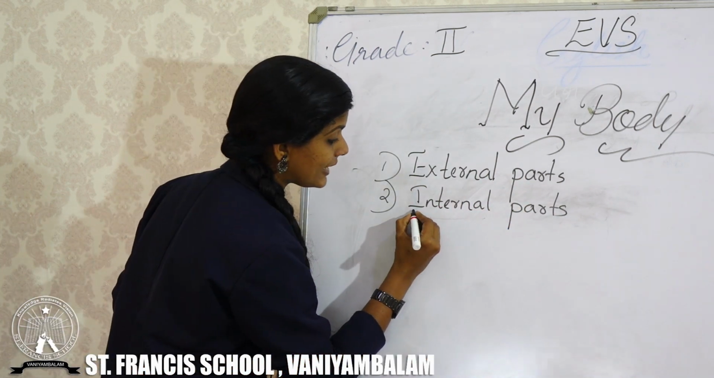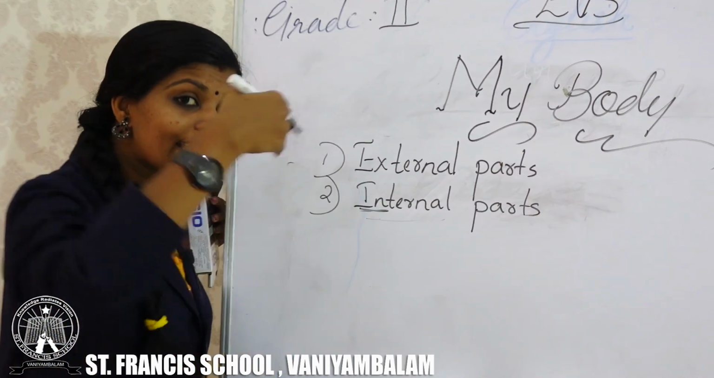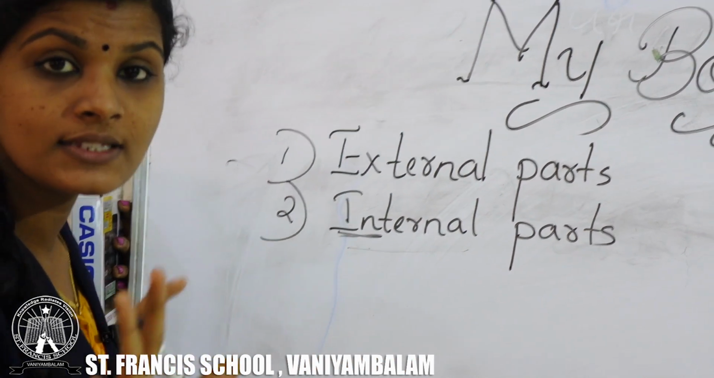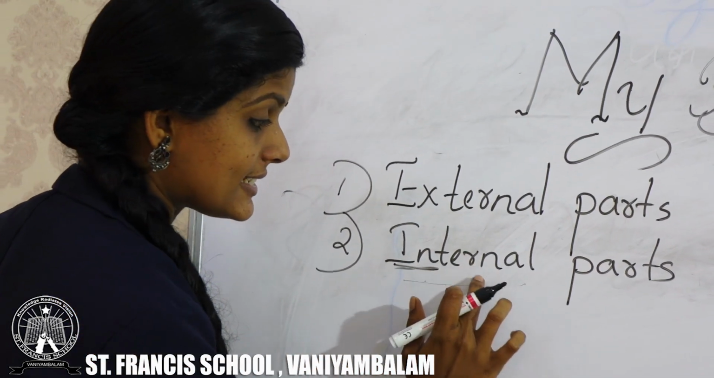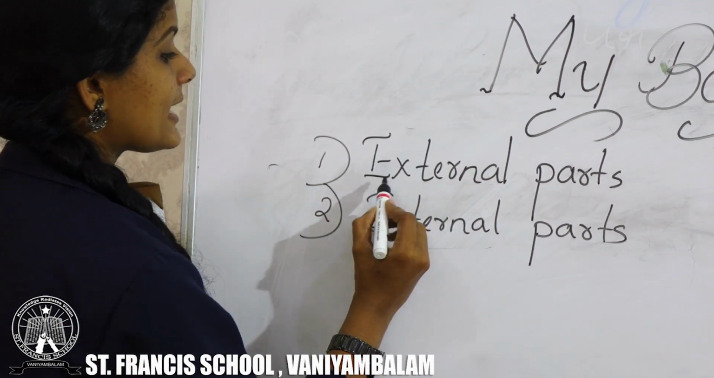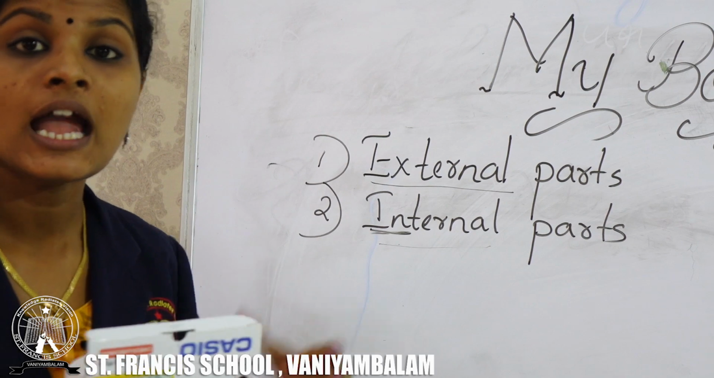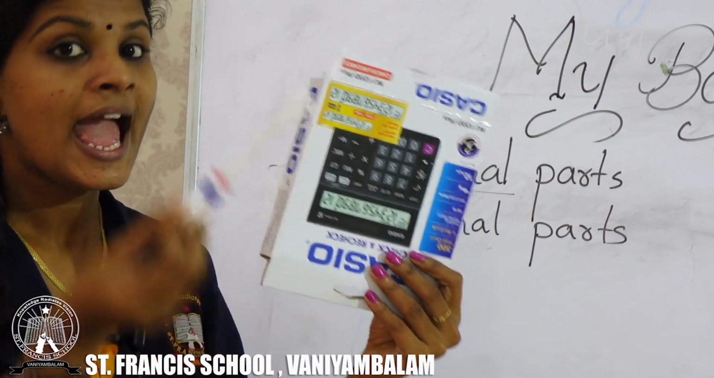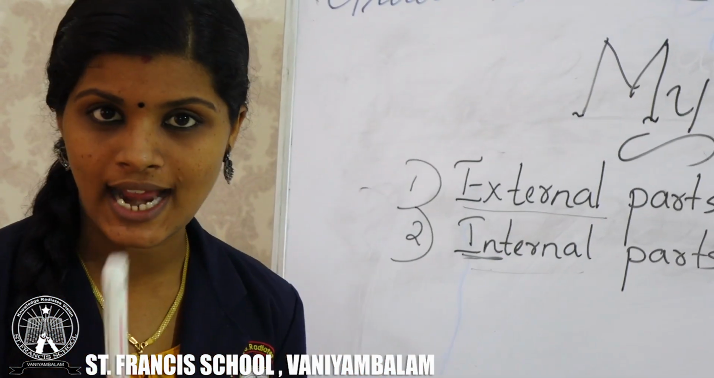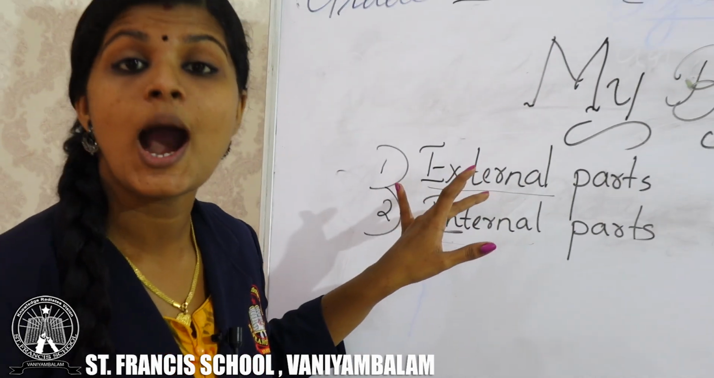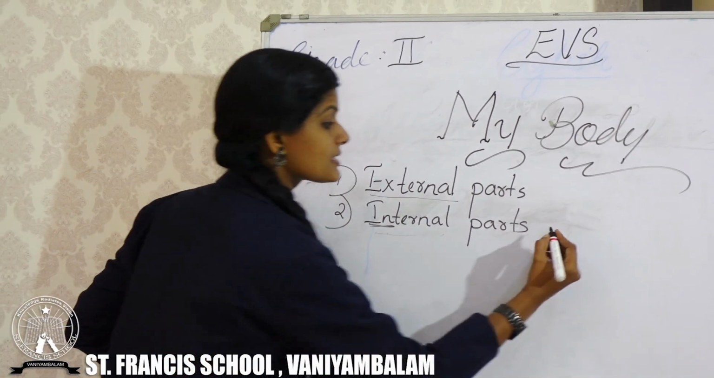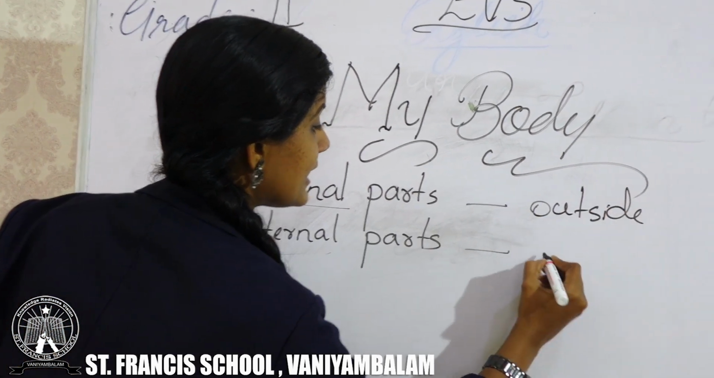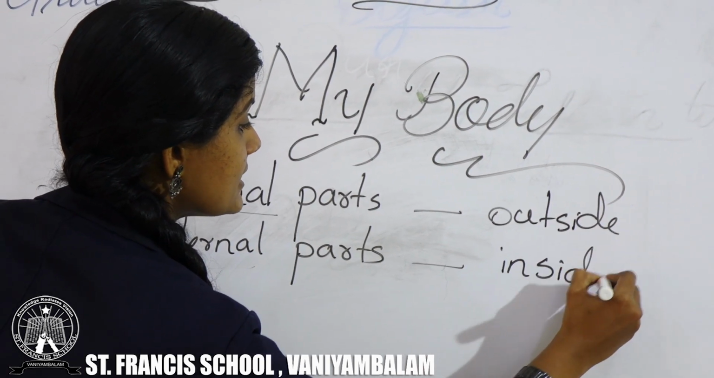Here you can see the first two letters, in. In means what? Inside. So that is the meaning of internal: the parts which we cannot see. Internal means inside. Now what is the next one? External. External means what? Outside. When I have taken this pen outside, you can see this and you can touch it. So this is outside. The meaning of external is outside, and internal means inside.